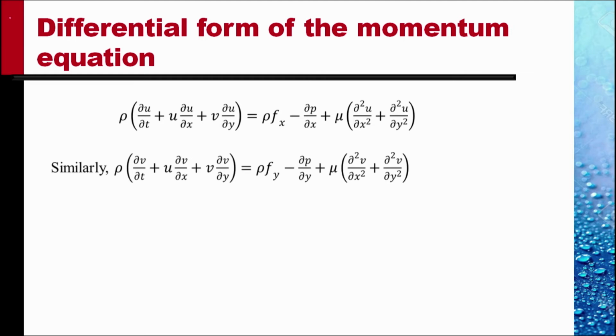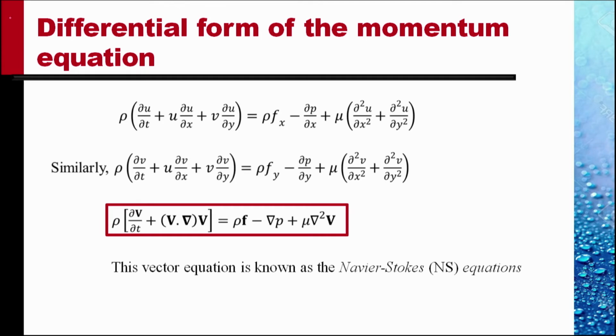We could combine these equations into a vector equation, and the vector equation would be rho times dv by dt plus v dot del v, where the del operator is i times del by del x plus j times del by del y plus k times del by del z, equal to rho f minus del p plus mu del square, the Laplacian of v. This famous vector equation is known as the Navier-Stokes equation, and this is a fundamental equation of fluid dynamics.